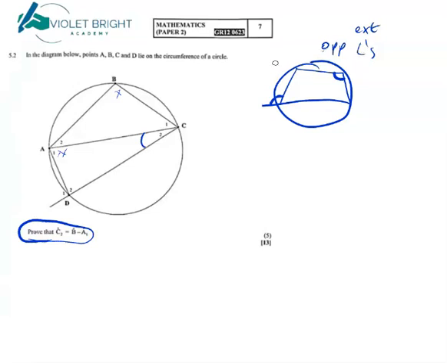You may wonder why they didn't tell us it is a cyclic quad. Remember, by virtue of these points lying on the circumference, you can see that this is a quadrilateral. I know they didn't tell us to prove it, but we can use that, or we can use another rule. So now, let's start.